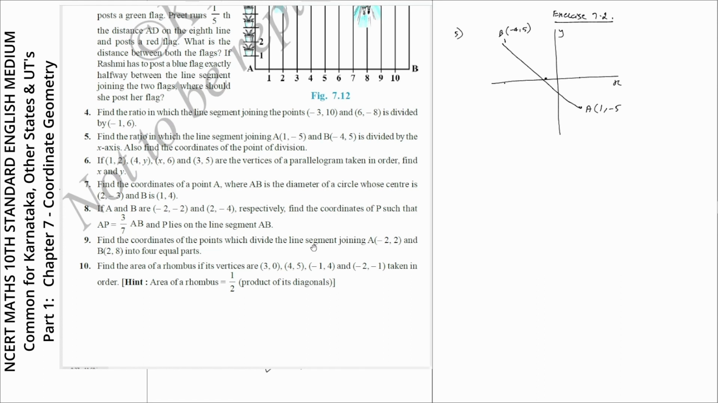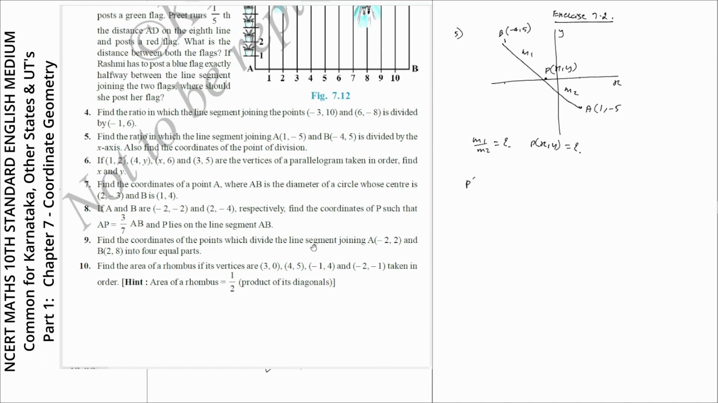So what is the coordinate of this point? Say this is point P. What is the coordinates of P? P of x comma y, that one we should find. Also we should find the ratio of the line segment divided, that is m1 is to m2. What is m1 by m2 is the question, and also find P of x y is the question.